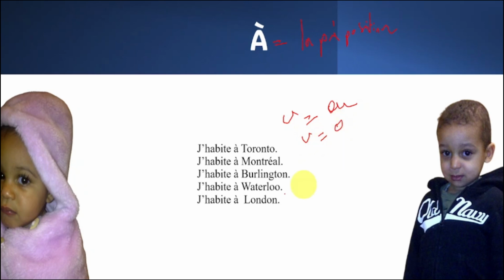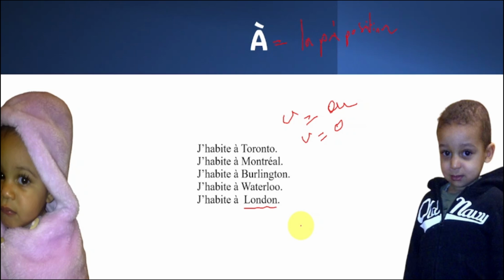O. Okay, this one, the French person gonna say Burlington. The English person, you're gonna hear them say Burlington. Okay? J'habite à Burlington. J'habite à Burlington. It's okay. J'habite à Waterloo. Okay? J'habite à London. London. This one is English part. Okay? You're gonna hear people say London. The other people gonna say London. J'habite à London. So in that part, you're saying like the English part.